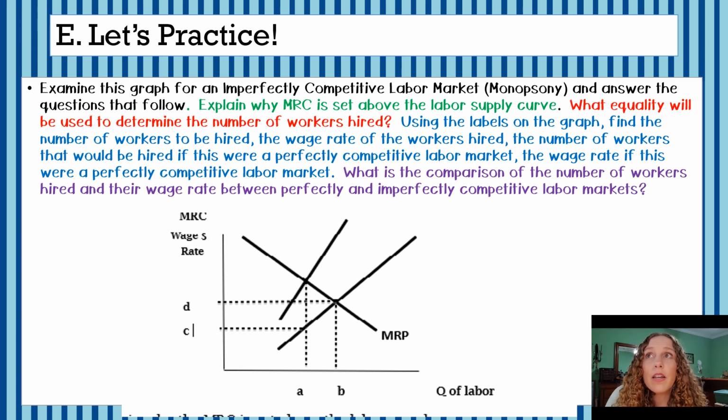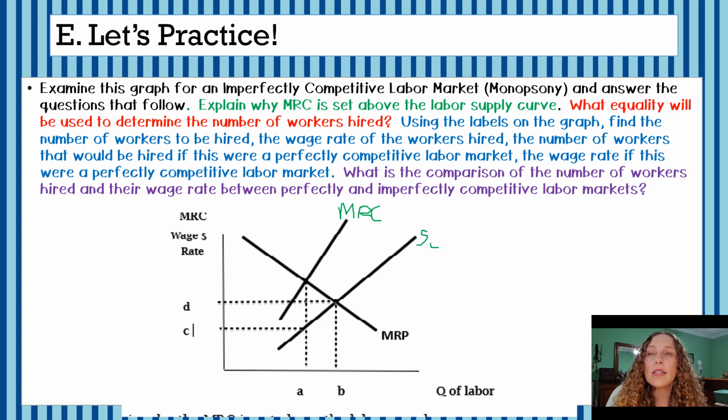Okay, so let's take a look at a monopsony question. So this graph here, again, shows us a monopsony. Let's point out a few things and label a couple of things before we start taking a look at this question. So here we have our downward sloping demand curve, which is represented by our marginal revenue product. Then we have this right here, which is our supply of labor, but we have a separate marginal resource cost or marginal factor cost curve right there. All right, so make sure we know what that is.